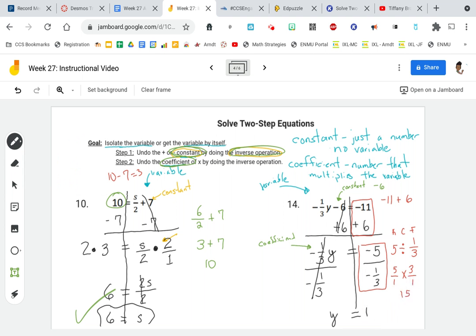So y equals 15. And again, if you're unsure, you can plug that in, but I'm actually not going to do that right now because I don't have any more space.